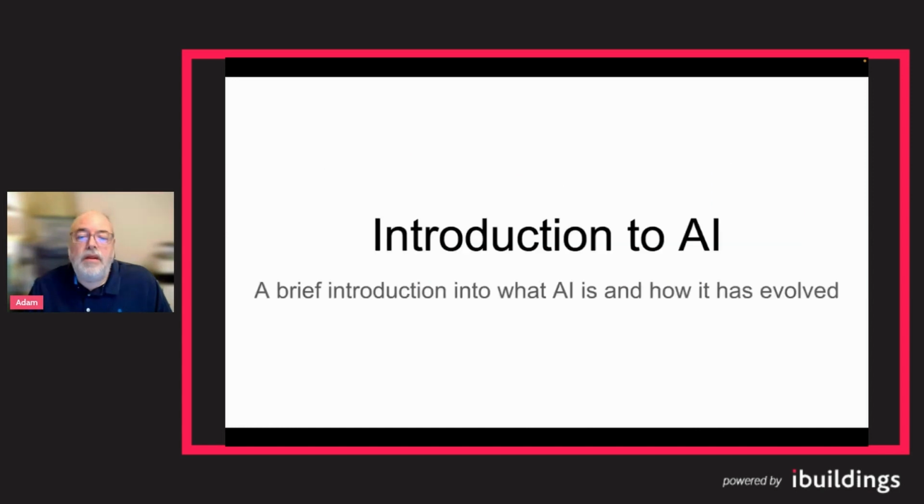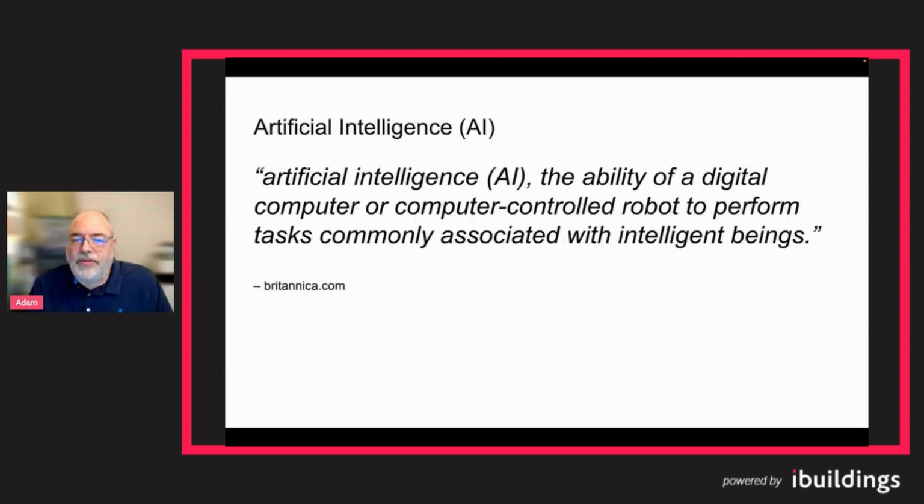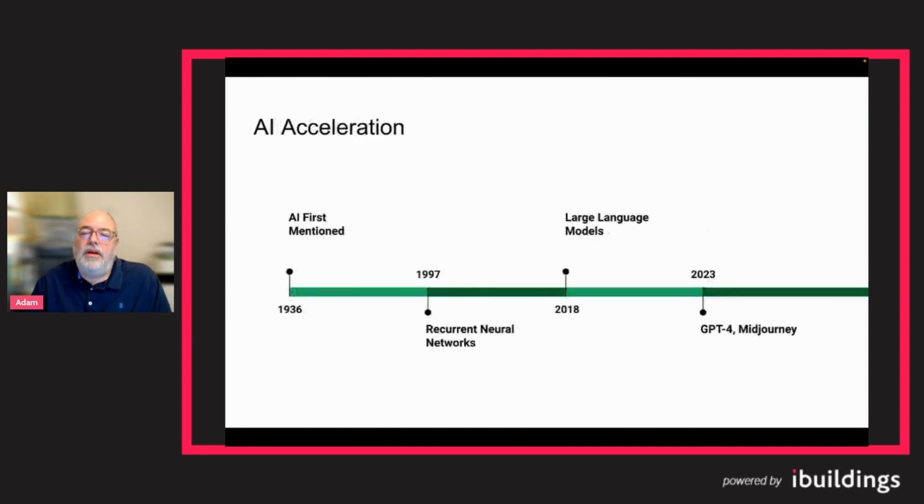So on a brief introduction into AI, the first thing to start off with is what actually is artificial intelligence, right? If you talk to dictionaries, they tell you that it's the ability of a digital computer or computer-controlled robot to perform tasks commonly associated with intelligent beings. You probably have that in the back of your head anyway, and it's something that's been around for a very long time, right? That definition is very old.